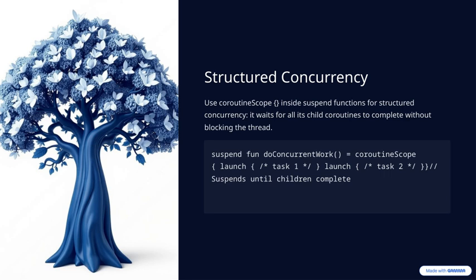For example, in the code snippet, we have a suspend function called doConcurrentWork. Inside it, we call coroutine scope and launch two separate tasks. These tasks run concurrently, but the function won't move forward until both are finished. This approach helps us manage multiple asynchronous operations cleanly and safely, aligning with the overall idea of structured concurrency, keeping our code predictable and easier to maintain.